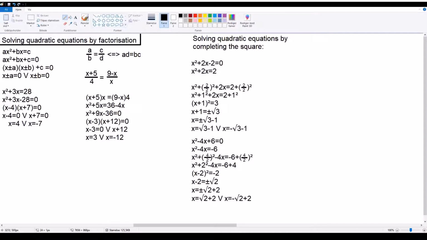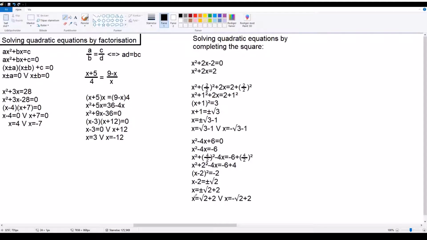So you end up with x squared minus 4x plus 4 divided by 2 in brackets squared equals negative 6 plus 4 divided by 2 in brackets squared. Next you simplify, so you get x squared minus 4x plus 2 squared equals negative 6 plus 4. Then you factorize this side and simplify what's on the other side, so you get x minus 2 in brackets squared equals negative 2. Then you simplify once again, so you get x minus 2 equals plus minus the square root of 2.